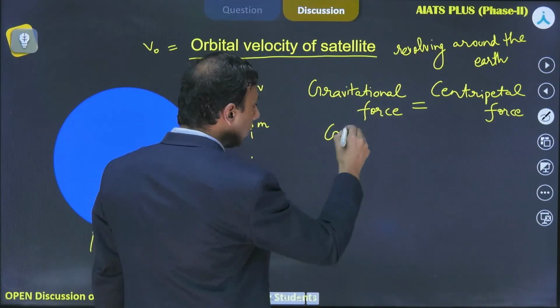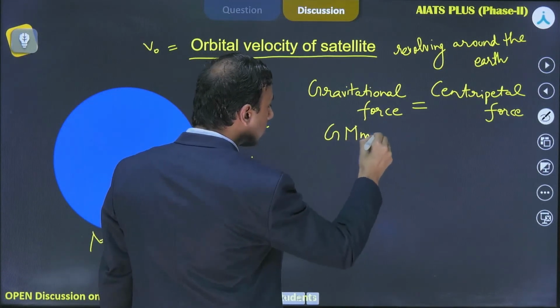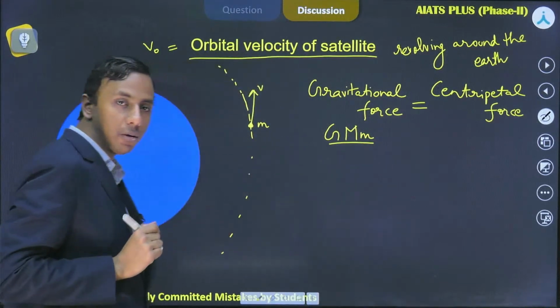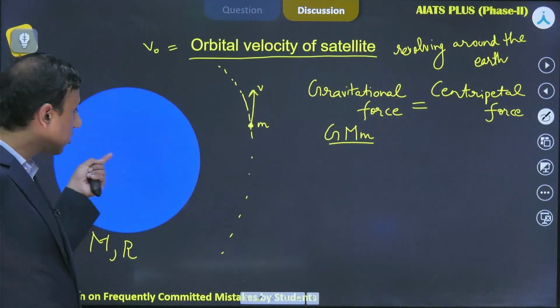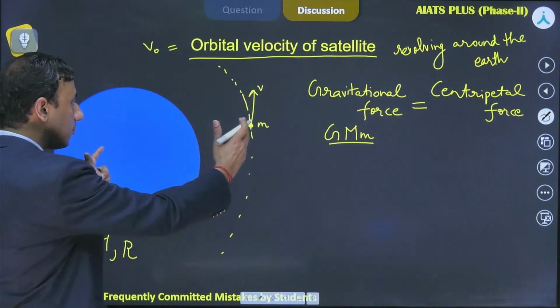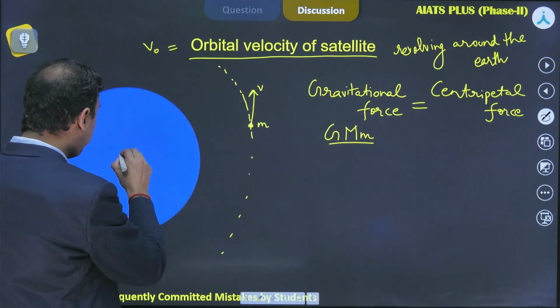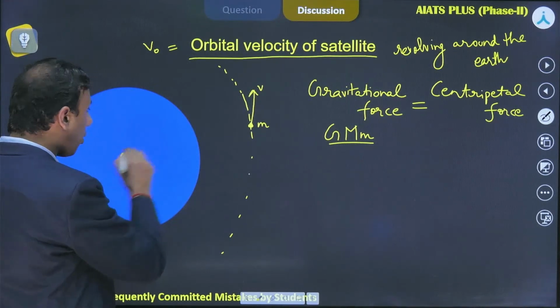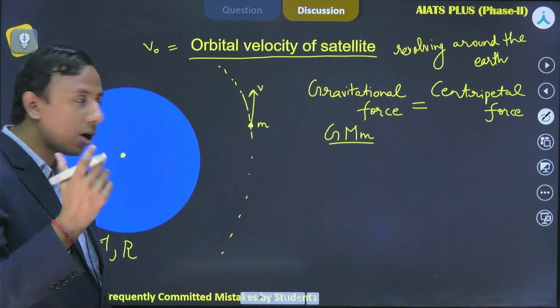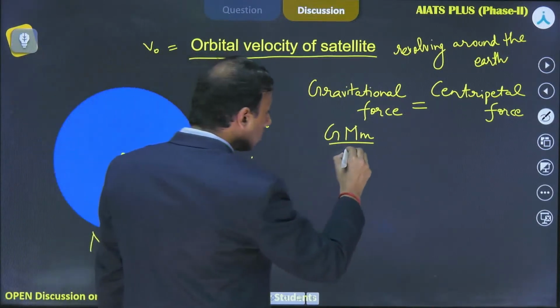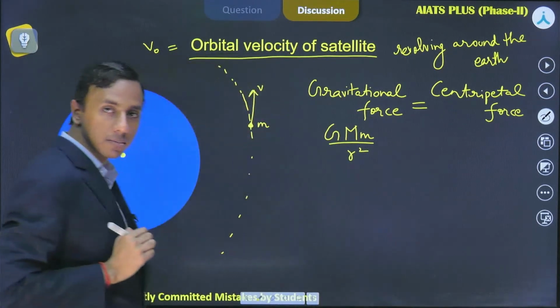G m, mass of Earth times mass of satellite, by R square. Which R will we use? Will we use this R? No, right? Because this is the radius of Earth. So we need the radius of this orbit, meaning the distance of this point from the satellite. This distance is small r, let's say. So the force will be over small r square.